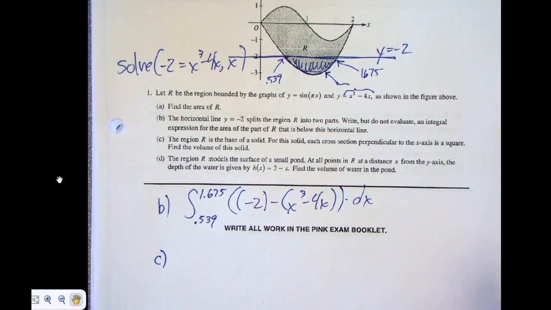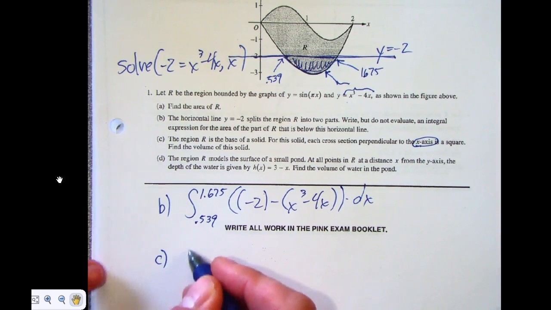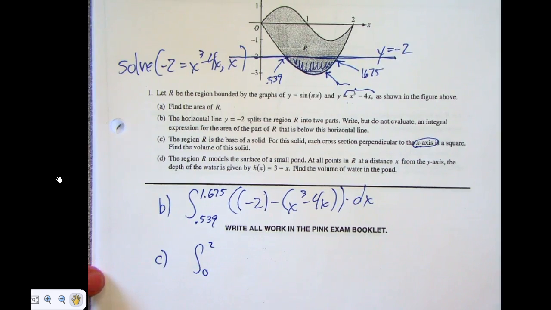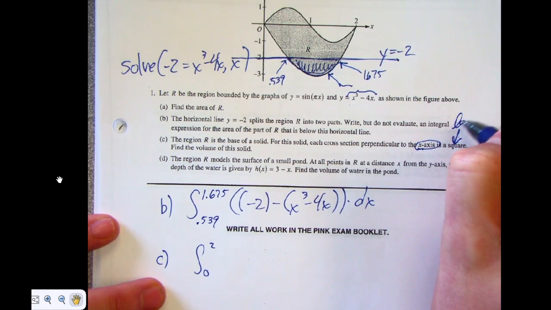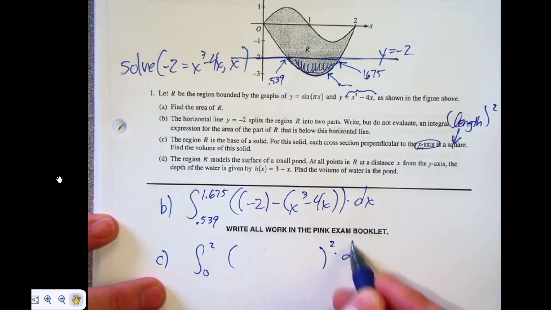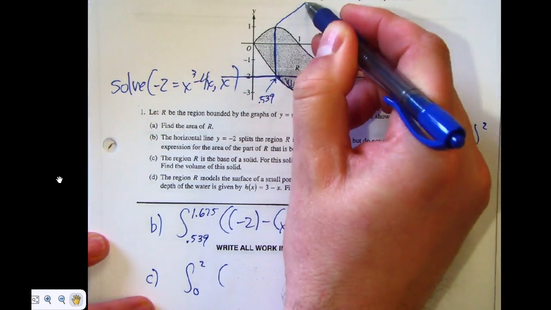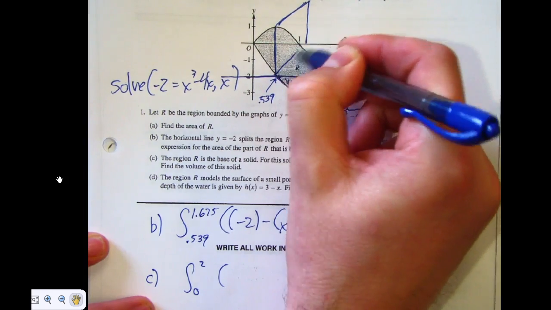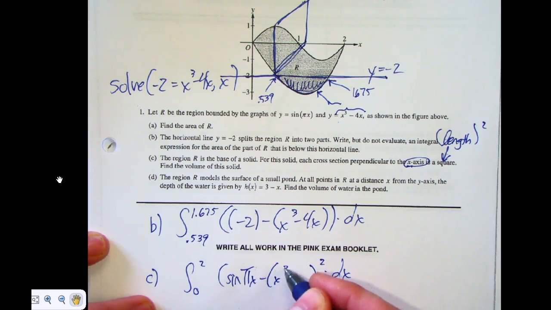All right, so C, cross sections perpendicular to the x-axis. So am I working with x values or y values? X values. So what are my boundaries? 0 and 2. What's the area of the square? Length squared. And what is the length of each one of these cross sections? Top minus bottom. So sine of pi x minus x to the third minus 4x.